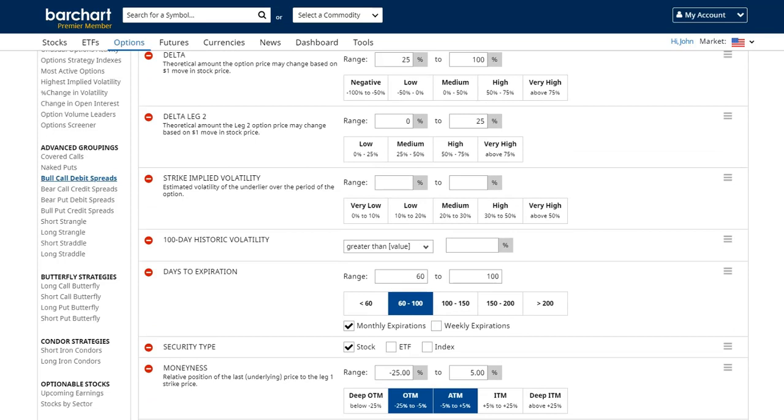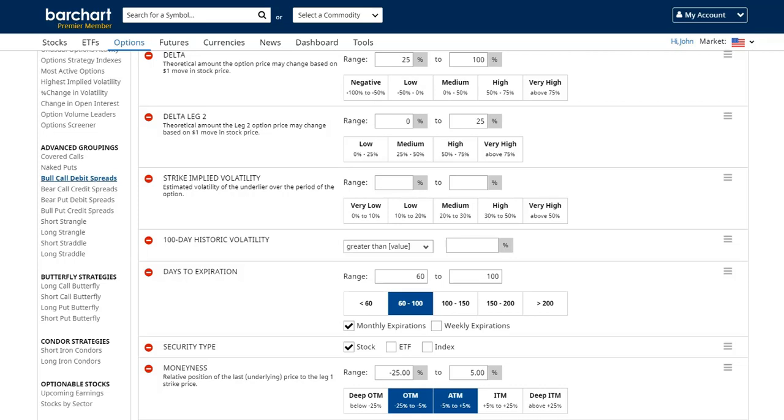Strike volatility and historical volatility. So again, I'm going to add those in. I can just type in the word volatility and those selections will be available to me. Again, another comparable analysis where I'm going to look at my implied volatilities versus my historical.